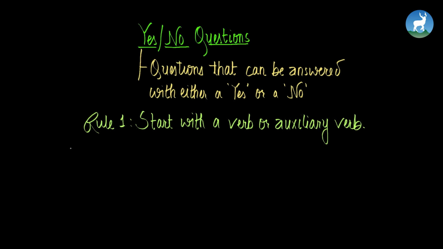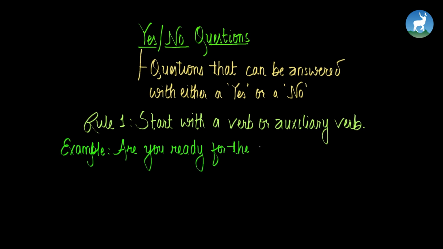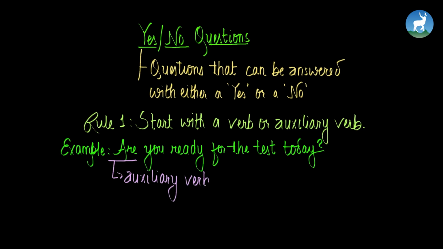Let's take an example. Are you ready for the test today? Alright. What does this sentence tell us? Here, as you see, the beginning of the sentence is an are, and are is an auxiliary verb. We're asking a question in such a way that the answer comes out with either a yes or no.